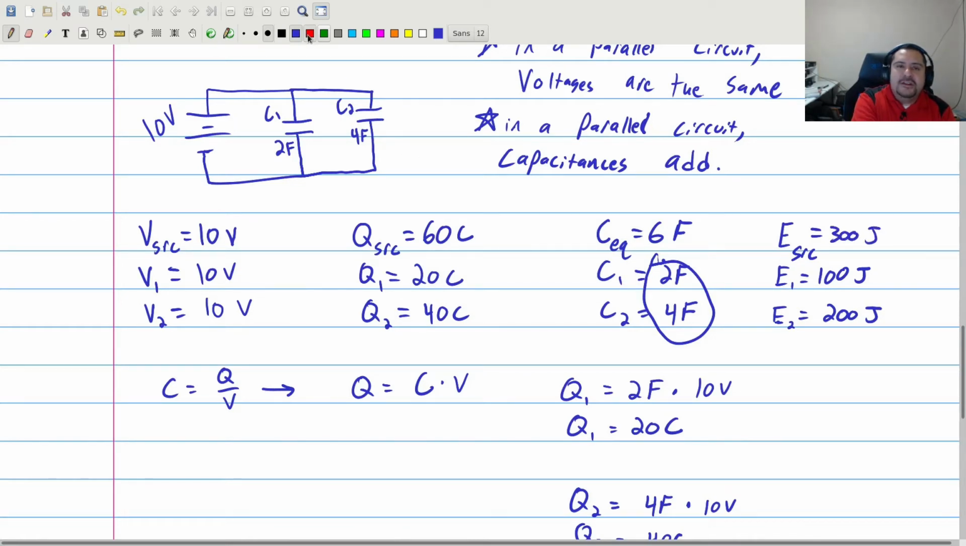By the way, you might notice something else here. The amount of energy provided by the source is equal to the energy stored in each of those. All that is the law of conservation of energy. This 300 joules left the battery, and it went into each of these capacitors. 100 went into the first capacitor, and 200 joules of energy went into the second capacitor, where that energy is stored until it's used for something else.